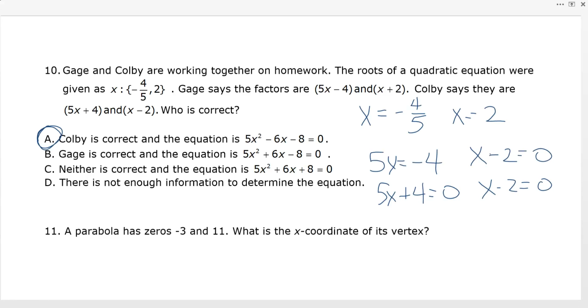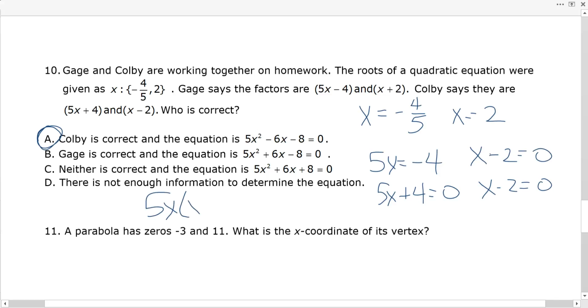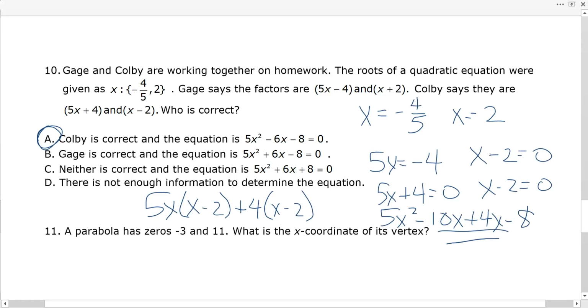Okay, so we have 5x plus 4, 5x times x minus 2 plus 4 times x minus 2. So I have 5x squared minus 10x plus 4x minus 8. So when I combine those, I end up with minus 6x. So yes, A is incorrect, is in fact the answer.